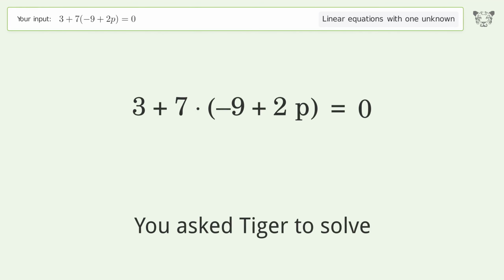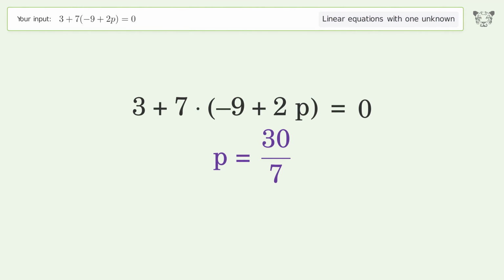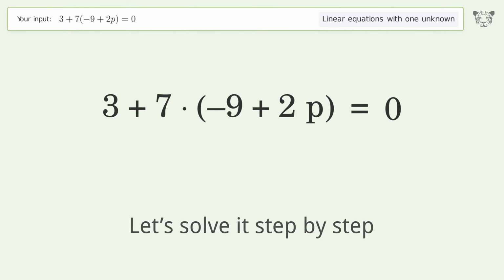You ask Tiger to solve this. This deals with linear equations with one unknown. The final result is p equals 30/7. Let's solve it step by step.